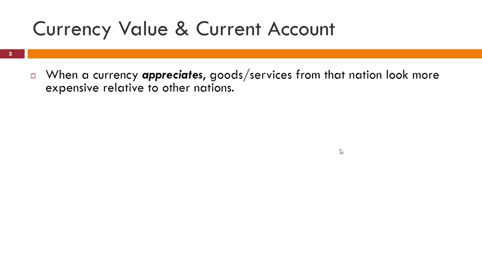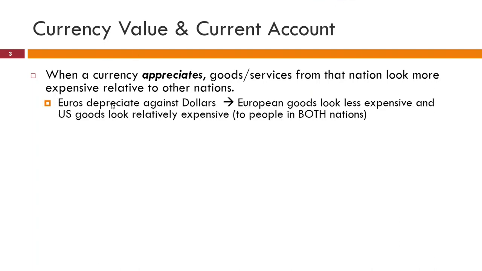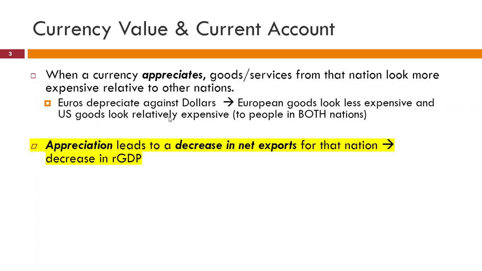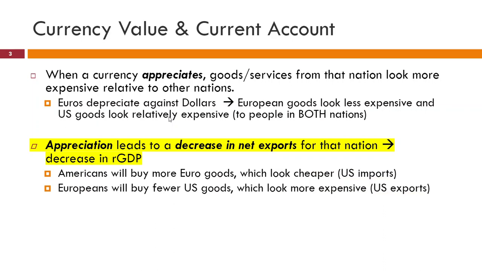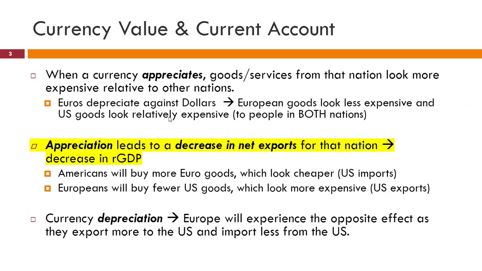When a currency appreciates, the goods and services from that country look more expensive, right? So when the euro depreciated and the dollar appreciated, European goods looked less expensive and US goods looked more expensive, and that applies to people in both countries. Therefore, appreciation will decrease net exports and hypothetically will decrease real GDP. Americans will buy more European goods, Europeans will buy fewer American goods. Right? And therefore, a currency depreciation does exactly the opposite. The depreciation means that Europe feels the opposite effect here.